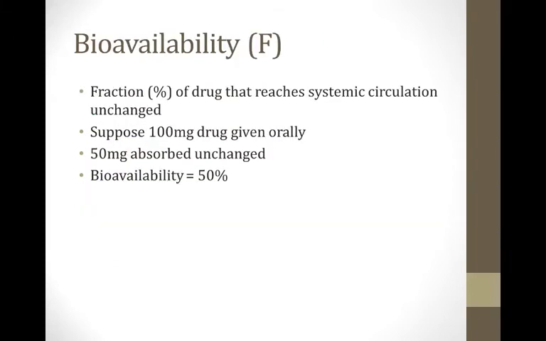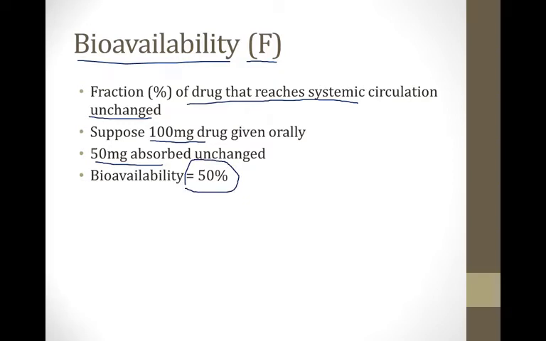So the method by which you administer the drug affects how much of it will be available to the body. And we describe the amount of drug that's available to the body as the bioavailability, which is usually abbreviated with the letter F. So the bioavailability is the percent of the drug that reaches the systemic circulation unchanged from its initial form. So suppose you gave 100 milligrams of a drug orally, but after absorption and metabolism, only 50% reached the bloodstream unchanged, then you would say the bioavailability of that drug is 50%.